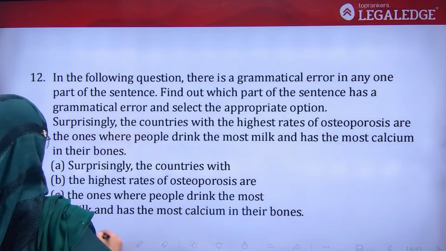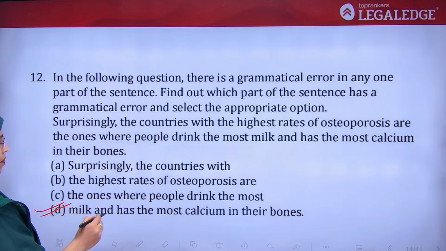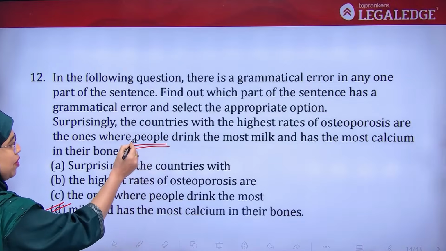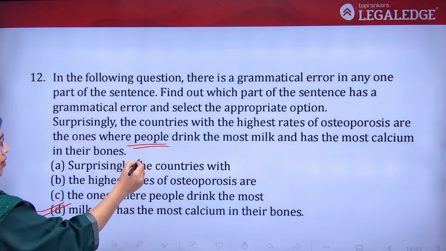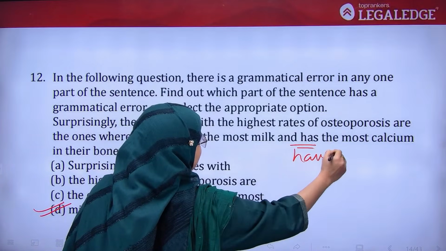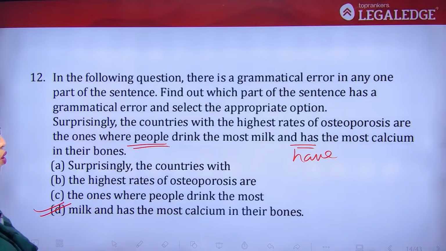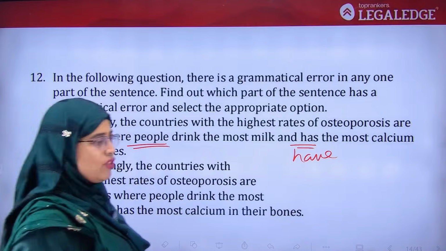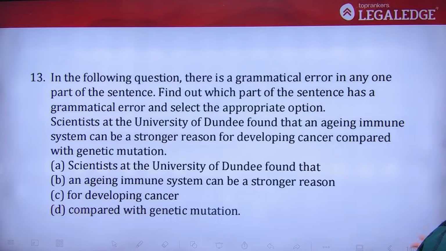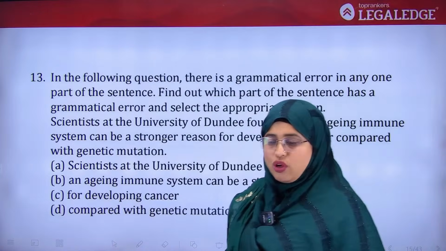Now students, the erroneous part is D. Why? Because people is the subject and verb should agree with people. People is plural subject. Alright, so here instead of has, it should be have the most calcium in their bones. Got it? So this was error around subject and verb agreement. Now question number 13 is on screen.